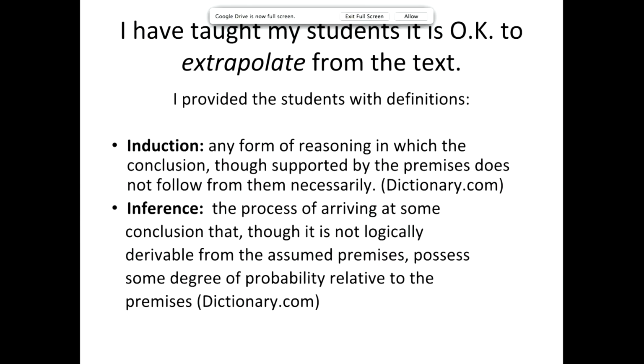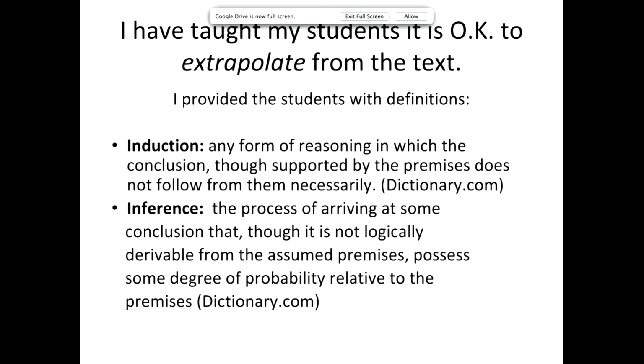Induction: any form of reasoning in which the conclusion, though supported by the premises, does not follow from them necessarily. This definition was one of those offered at dictionary.com. Inference: the process of arriving at a conclusion that, though not logically derivable from the assumed premises, possesses some degree of probability relative to the premises.